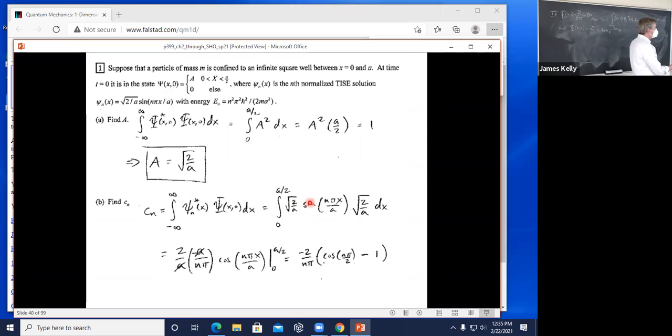When I anti-differentiate this sine, it turns into a minus cosine, and I get a chain rule factor. Or you could just say let u equals n pi x/a and do a u substitution if you really wanted to do it that way. Most people remember how to just do it without a u substitution. This turns into a minus cosine with the factor that comes out in front from the chain rule. And then I have to evaluate that antiderivative between 0 and a/2. And when I do, I get this formula over there.